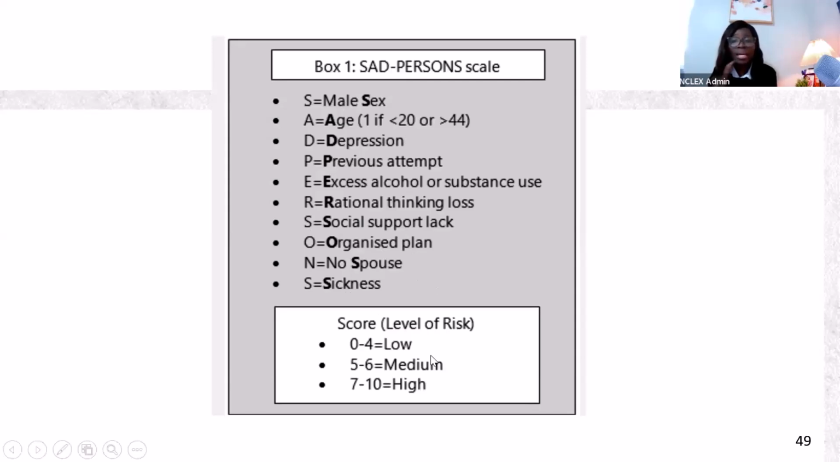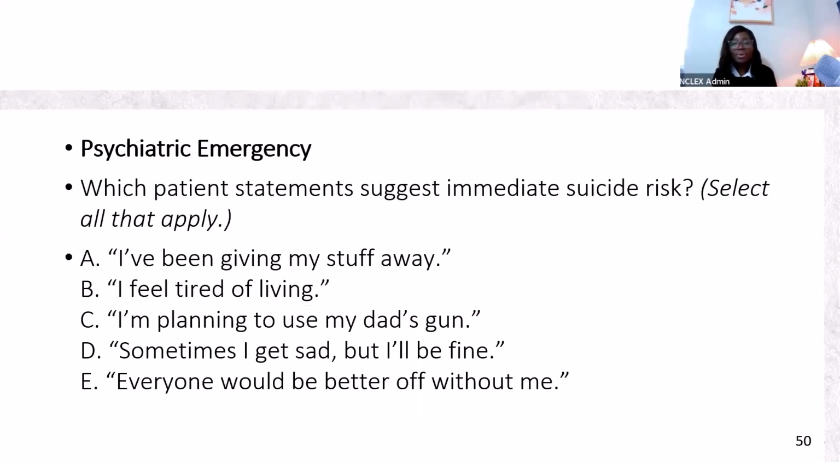When we add it up, it helps you to know who is at low risk, from 0 to 4, medium risk, and then high risk for suicide, 7 to 10. Okay, so this question wants to know whether you know this, and then we're going to apply it. So let's look at the options.